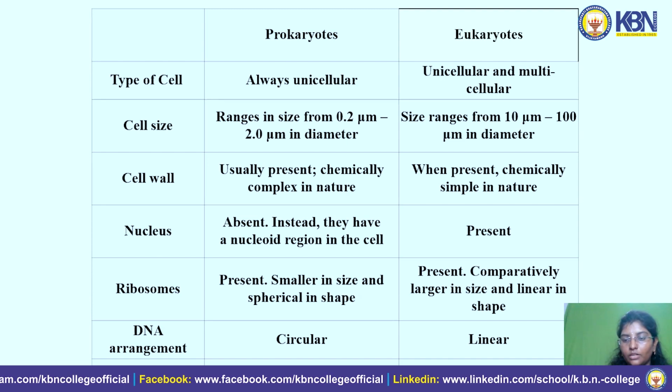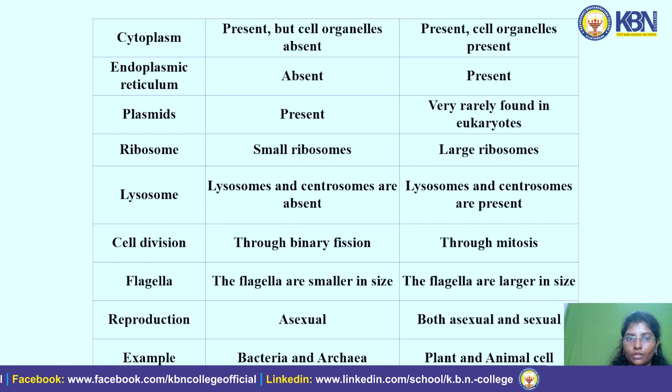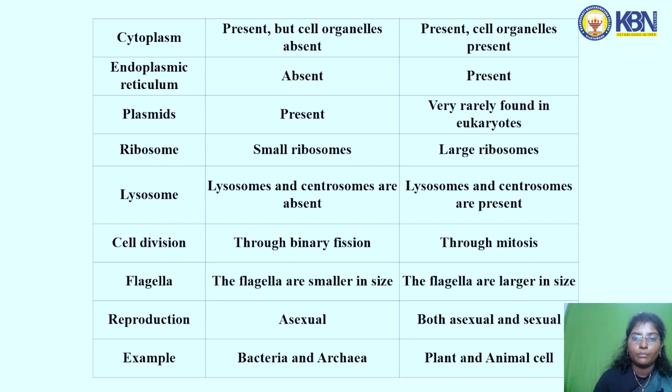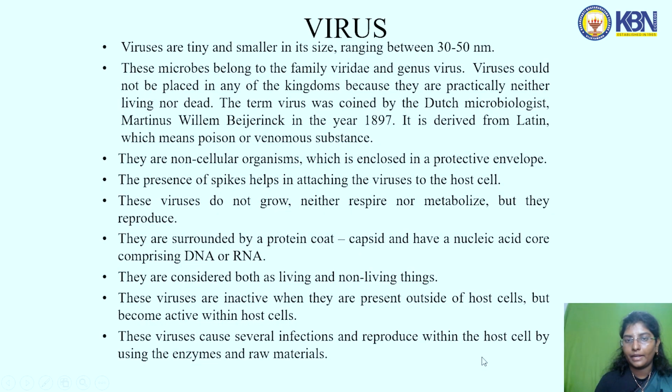Mitochondria are absent in prokaryotes and present in eukaryotes. Cytoplasm is present but cell organelles are absent in prokaryotes; in eukaryotes the cytoplasm is present and cell organelles are also present. Endoplasmic reticulum is absent in prokaryotes and present in eukaryotes. Plasmids are observed in prokaryotes. Cell division occurs in prokaryotes through binary fission and in eukaryotes through mitosis. Prokaryotes are smaller in size and eukaryotes are larger. Prokaryotes reproduce asexually, while eukaryotes reproduce both asexually and sexually. Examples of prokaryotes are bacteria and archaea, and examples of eukaryotes are plant and animal cells.